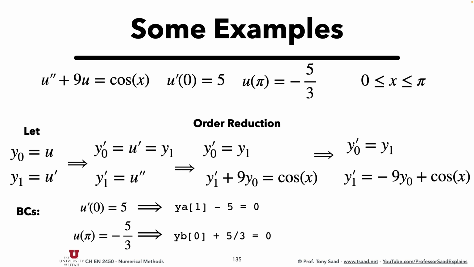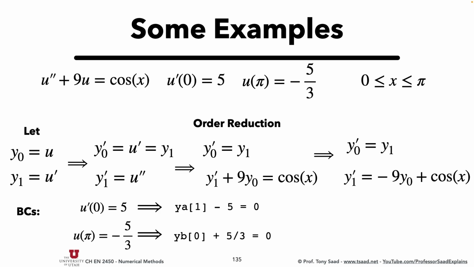That's the boundary condition at A. The first derivative, so I choose index 1, equals 5. In residual form, that's ya1 minus 5 equals 0. For this one, u at pi equals minus 5 over 3. So this is point B, the right-hand side. I need to use yb, but I'm using the 0th derivative, so no derivative. So yb0 plus 5 over 3 equals 0 is the residual form. Those are your two boundary conditions.